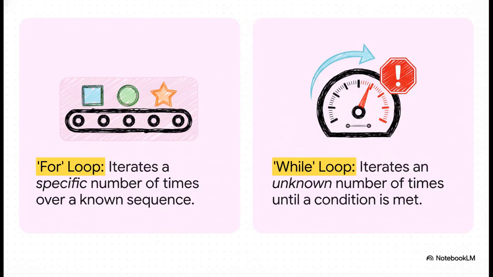So here's the big takeaway. You use a for loop when you know exactly what you're iterating over, like every single item in a list. And you use a while loop when you need to repeat something an unknown number of times until some specific condition happens, like, say, waiting for a user to finally type quit.